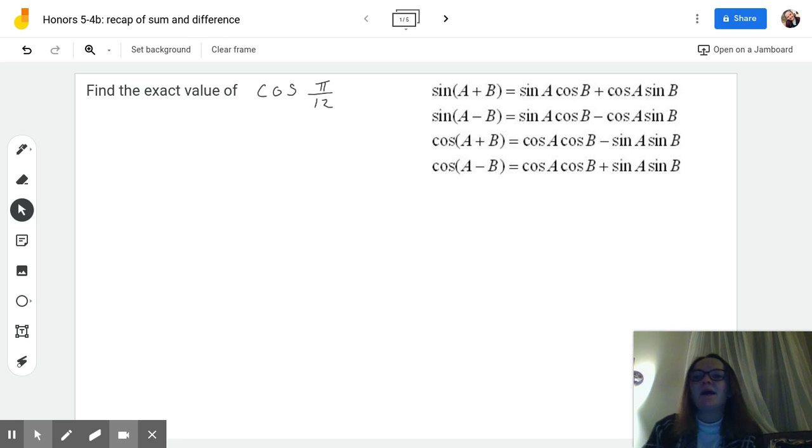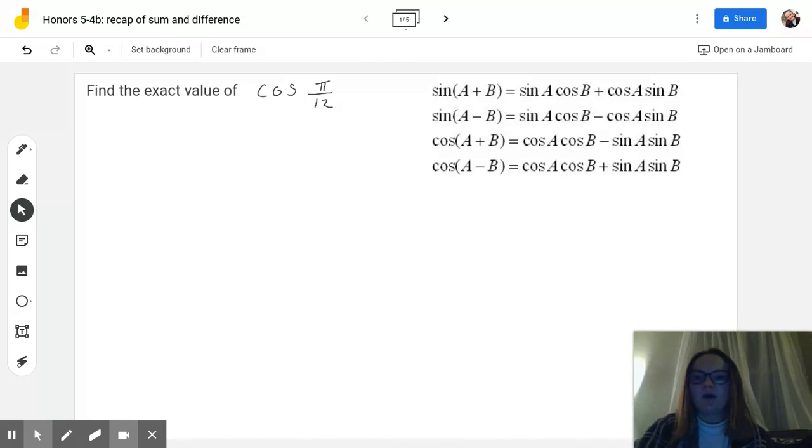I want to go ahead and start today off with a recap of 5-4, which is all about the sum and difference formulas. So we're going to go ahead and get started today. If you guys could take a look at this first problem. It says find the exact value of cosine of pi over 12. Now notice I put the formulas right next to you so you can use those as your reference. Go ahead and take a pause and try to find the exact value without the use of a calculator.